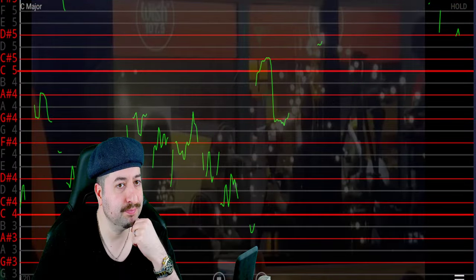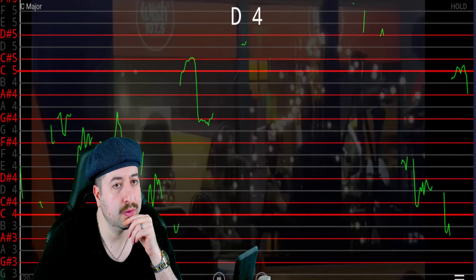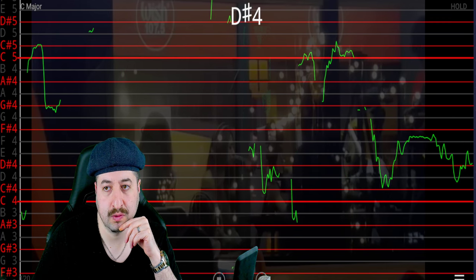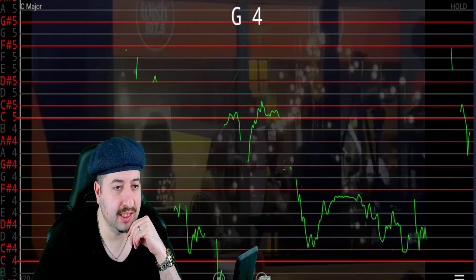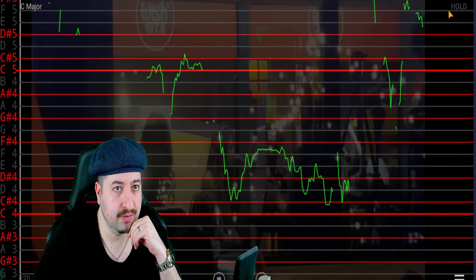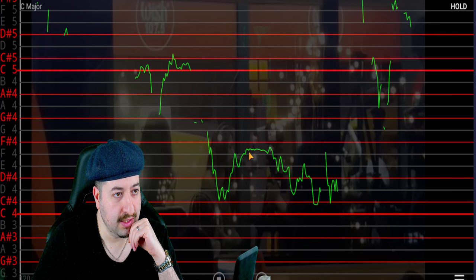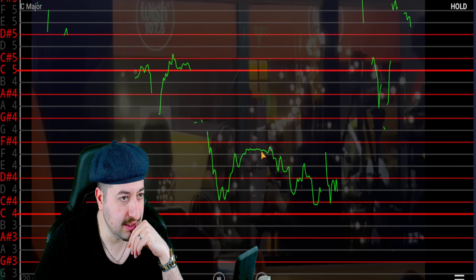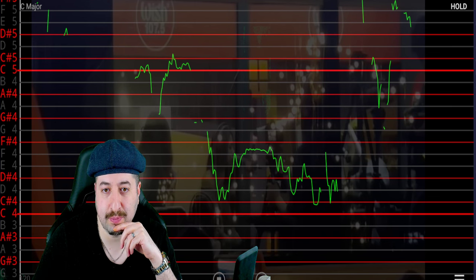Outside of the bus. Okay, let's look at that now. I think this is the one where we're going to see the most difference. This line right here. Let's go back into the bus.